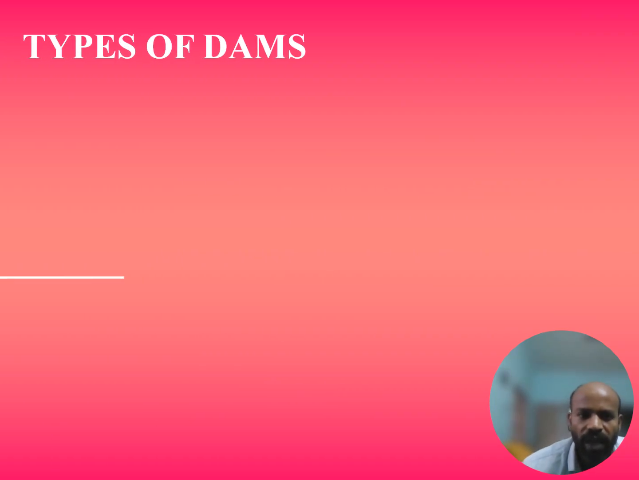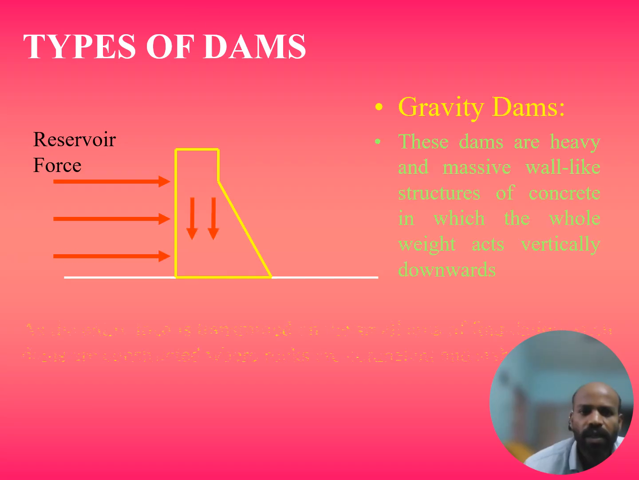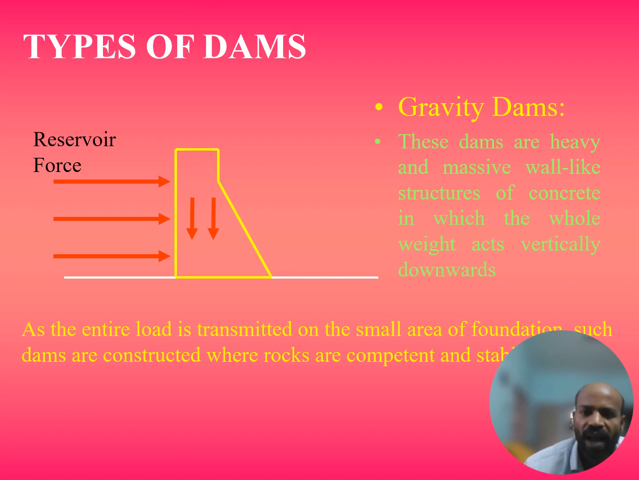Next, we are going to see about the types of dam. First, it is the gravity dam. A gravity dam depends entirely on its own weight. It is made of concrete. Here the total weight acts vertically downward.